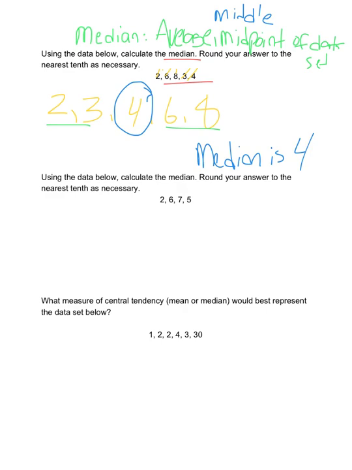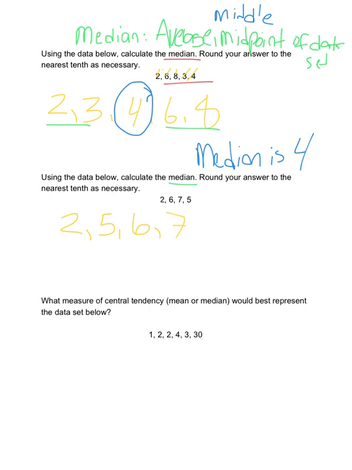So in the question below, it's going to be very similar. It's going to ask us, using the data below, calculate the median. Round your answer to the nearest tenth as necessary. So a very similar problem. We have a different set of numbers, 2, 6, 7, and 5. Once again, we're asked to find the median, that middle number. Now, once again, before you start worrying about finding that median, make sure that data set is listed in order from least to greatest. In this case, it is not listed in order from least to greatest. So let's do 2, 5, 6, and 7.